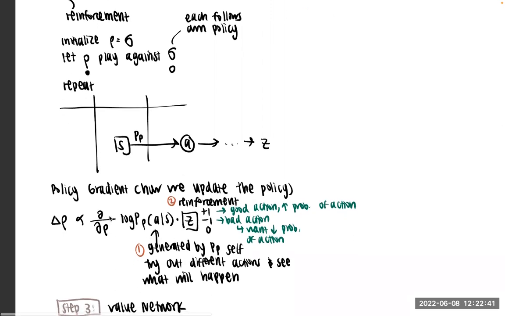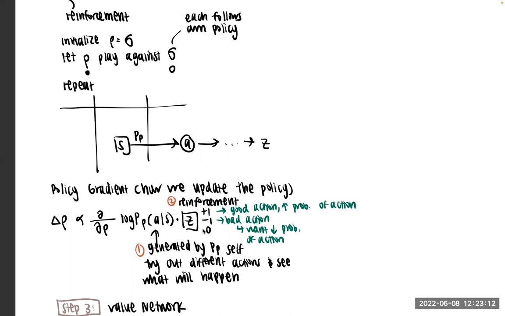So therefore, we learn this rho, which denotes the parameters of this reinforcement learning policy network. We update the rho by still using the derivative of log P rho A given S, but we multiply this by Z. Z can be positive one, negative one, or zero. As I mentioned, if it is positive one, that means this action A is good. You want to increase its probability by gradient ascent.